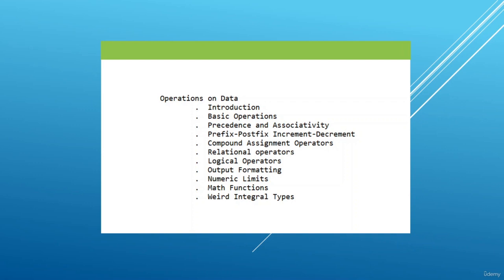We also saw the modulus operator, which may seem weird for beginners, but we had a chance to really play with it. After that, we learned about precedence and associativity. We saw that that's a set of rules we have to follow to know which operation to do first if we have multiple operators in our expression. We also had a chance to learn about prefix and postfix, increment and decrement operators. We had a chance to do compound assignments, things like plus equal, minus equal, multiply equal, modulus equal.